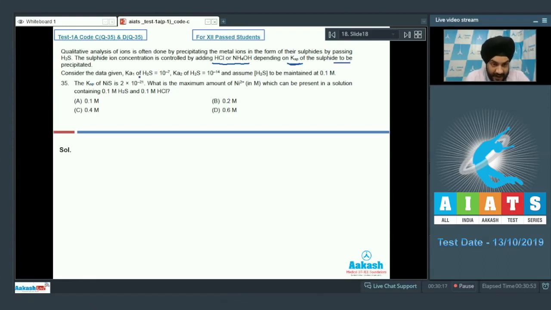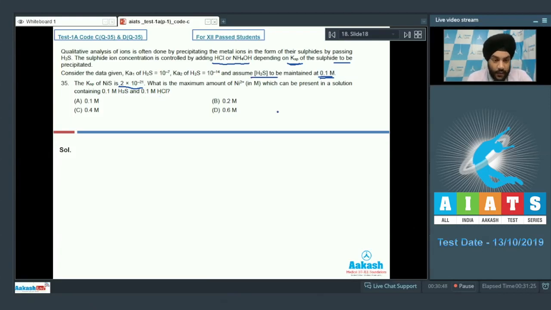So consider the data given. We have Ka1 of H2S is 10 to the power minus 7, Ka2 of H2S is 10 to the power minus 14, and assume H2S concentration to be maintained at 0.1 molar. For question number 35, it says the Ksp of NiS is 2 into 10 to the power minus 21. What is the maximum amount of Ni2+ in molar which can be present in a solution containing 0.1 molar H2S and 0.1 molar HCl?